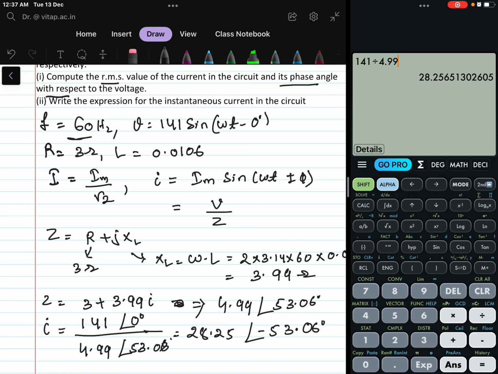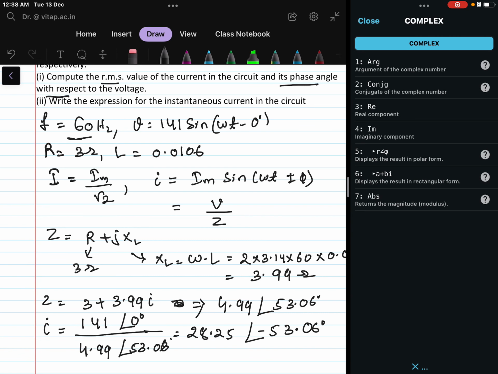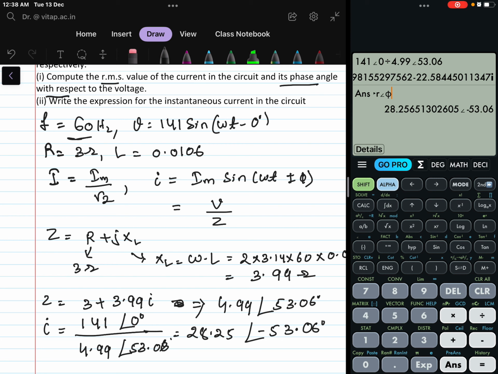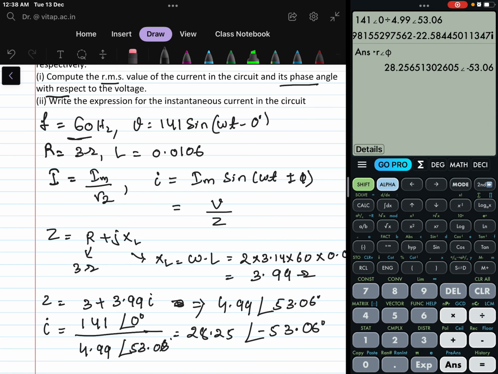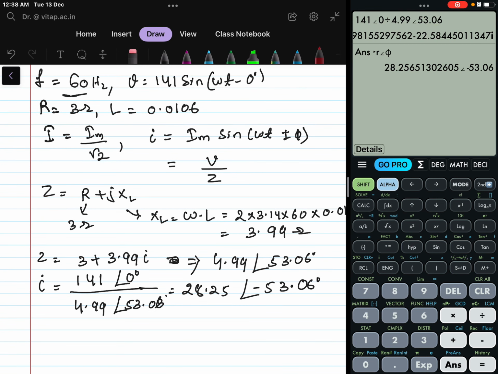You can calculate that as well. Enter 141 with an angle of 0 degree, divided by 4.99 with an angle of 53.06. We will get the answer in this format, and I can convert it to polar form, and you will get 28.25 with an angle of minus 53.06. Like this you can do the calculation as well, just to show you. So this is my current value.